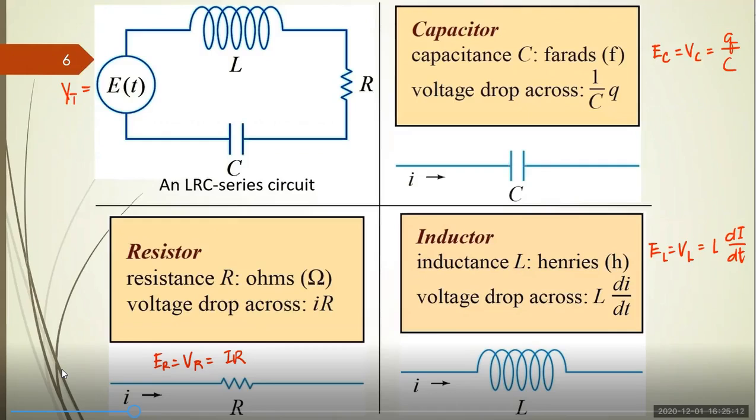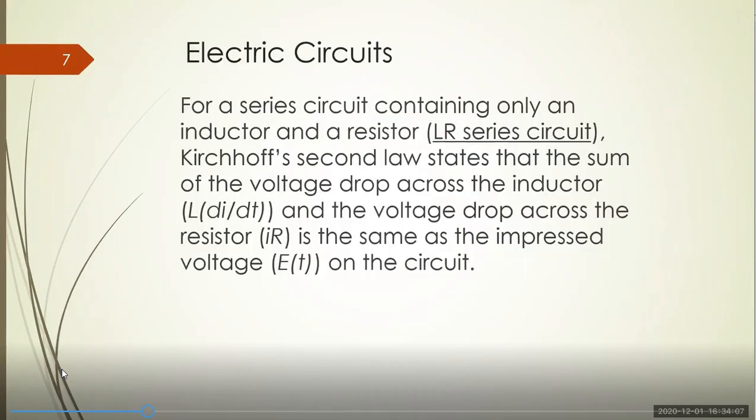If I ask you, what is the total voltage across? I can see here that the total voltage across is basically the voltage due to the capacitor, due to the resistor, and due to the inductor. For a series circuit containing only an inductor and resistor, so it's an LR circuit, the Kirchhoff's second law states that the sum of the voltage drop across the inductor and the voltage drop across the resistor is the same as the impressed voltage on the circuit.